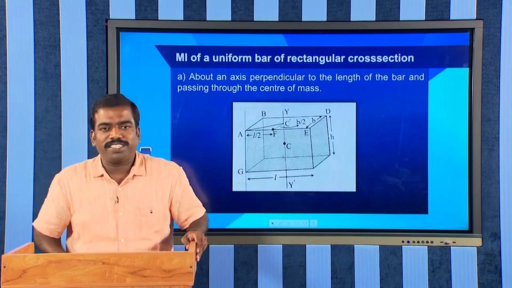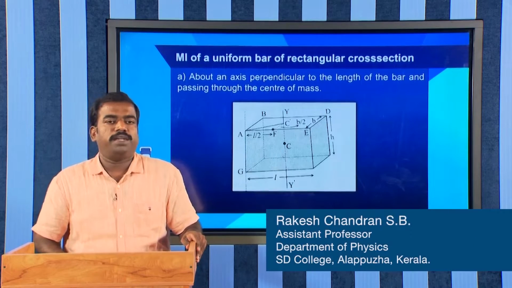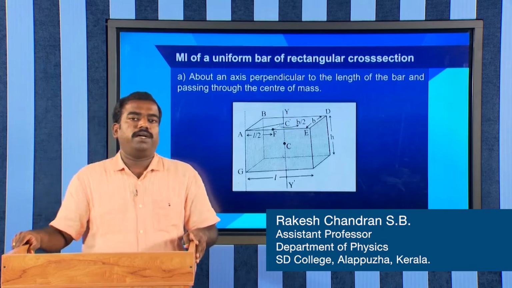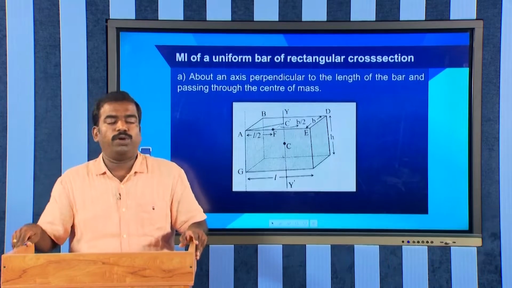In our previous sessions we learned moment of inertia, rigid body, the definition of moment of inertia, and we learned the moment of inertia of some regular shapes. In this session we are going to find the moment of inertia of a rectangular lamina, and similarly a ring, circular disc, etc.